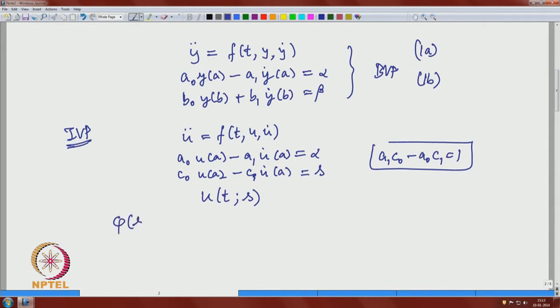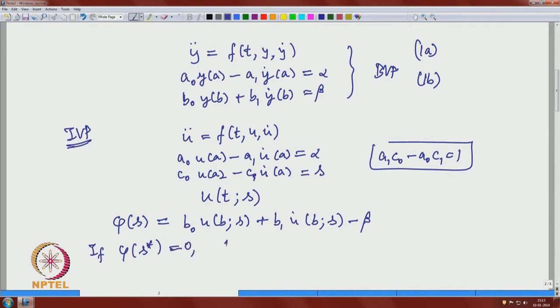then we found this function coming from the second boundary condition, phi(s) equals b0 u(b, s) plus b1 u dot(b, s) minus beta. And whenever there is a root, so if phi(s star) is 0, then y(t) defined by, so this is the definition, u(t, s star), solves BVP 1. Okay. And if there are more roots, then we will also have more solutions for the BVP problem, and this follows from uniqueness of the initial value problem.